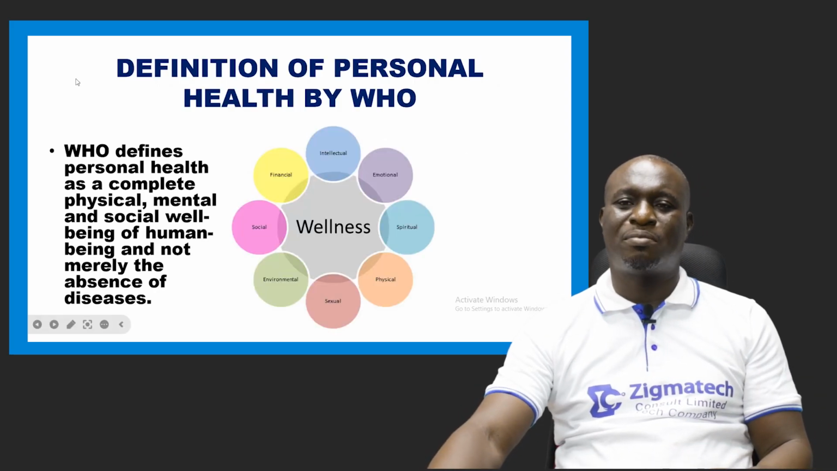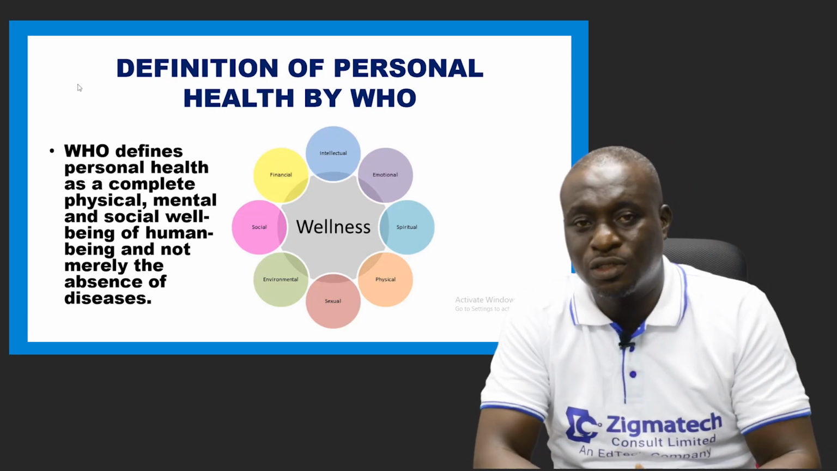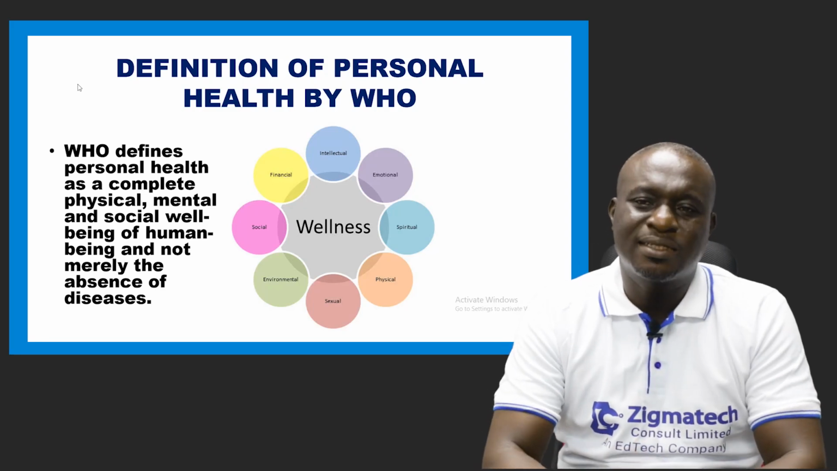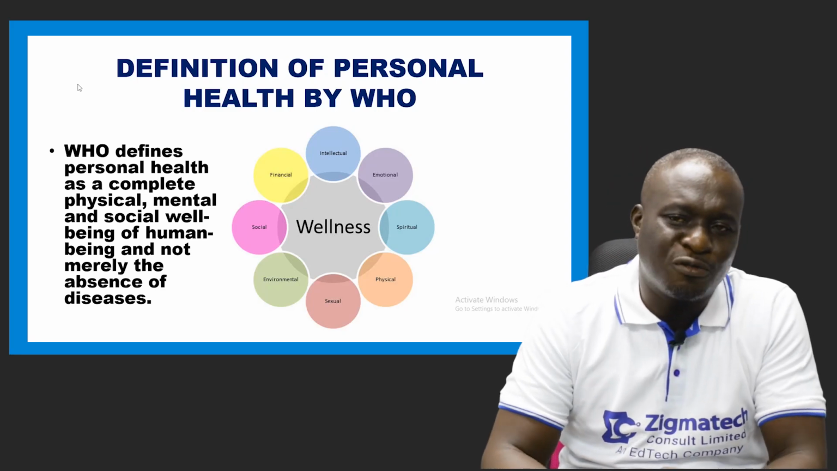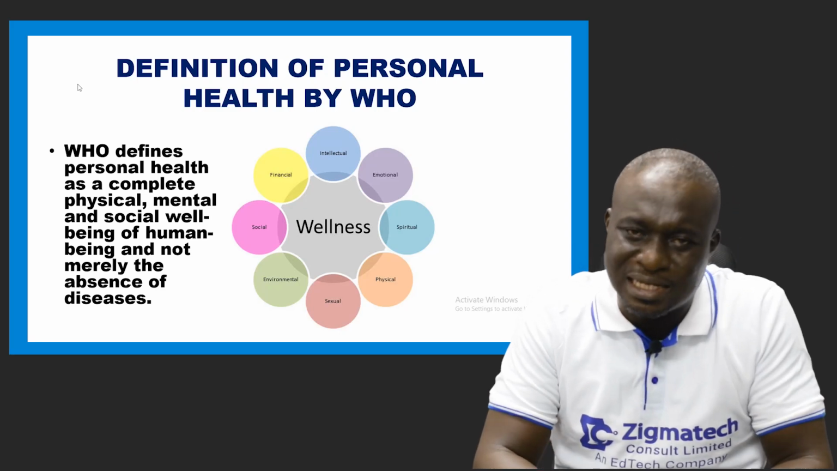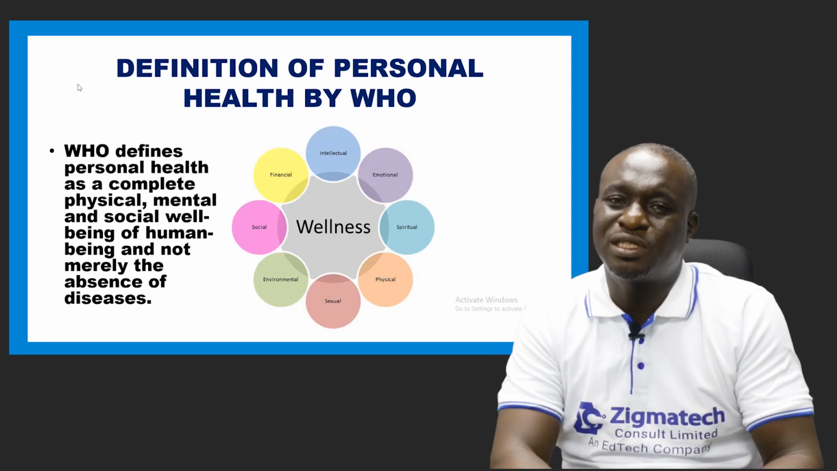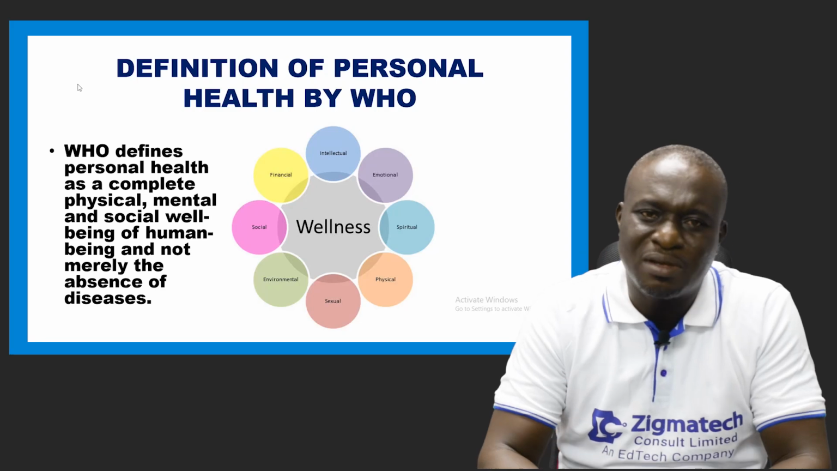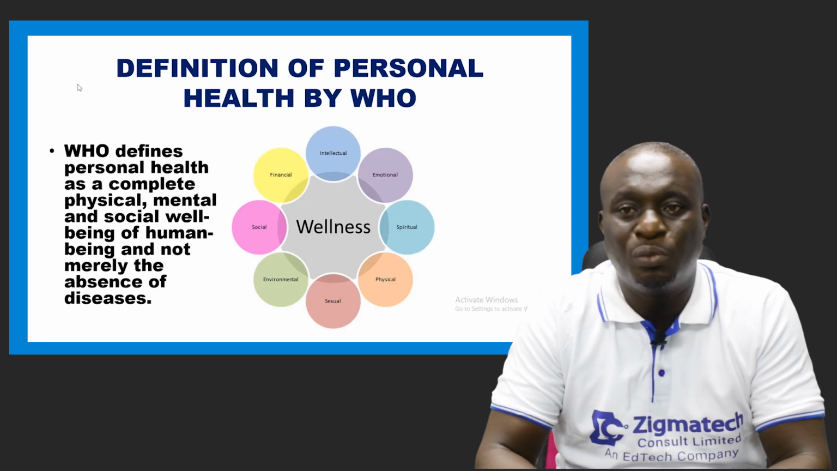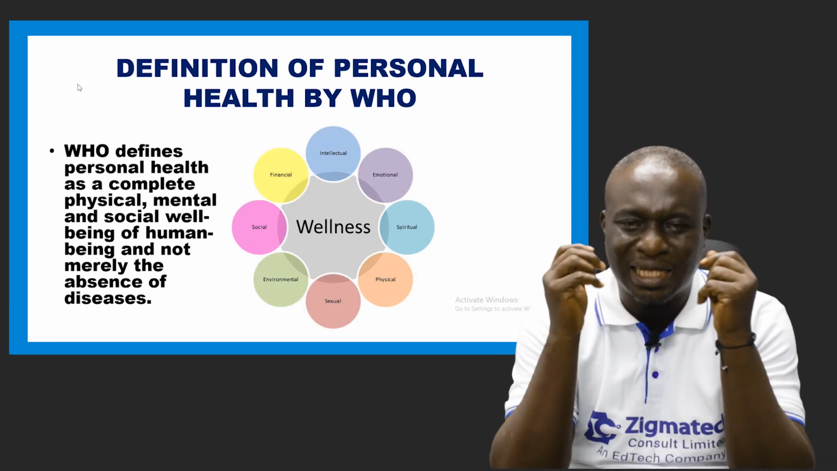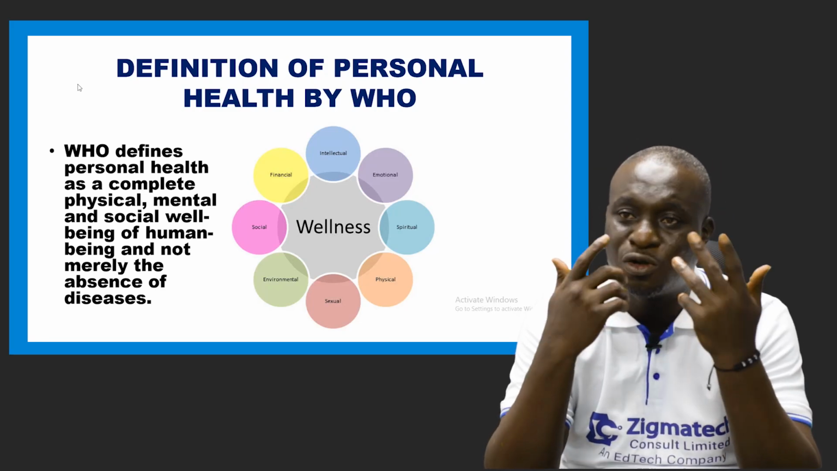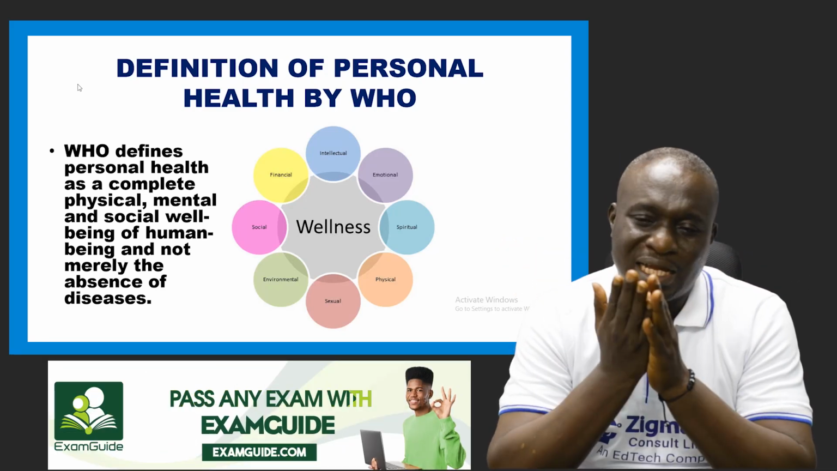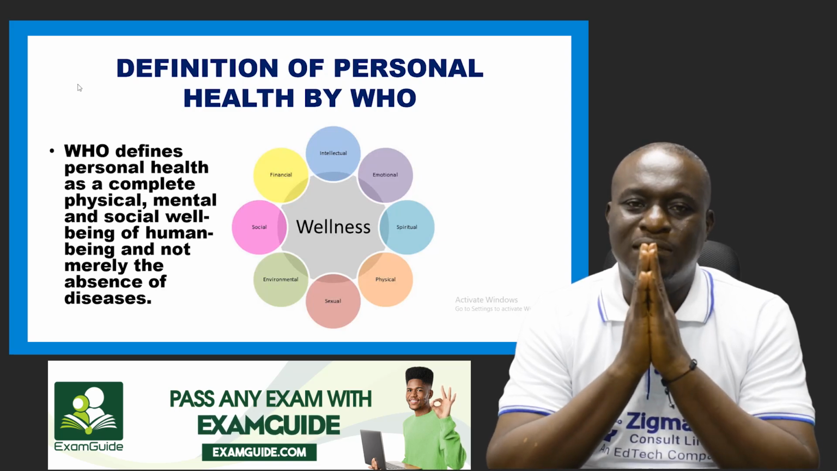It all has to do with personal health. Then what exactly is it by WHO's definition? Let's see what WHO tells us about personal health. WHO, the World Health Organization, defines health as a complete physical, mental, and social well-being of human beings, and not merely the absence of disease. So we can say a person is not healthy even if the person physically is not sick, but if the person is having a problem in his relationship with people, that person can be termed to be ill. Also, when the person is mentally not sound, that person is also not healthy. So personal health is not merely the absence of diseases.